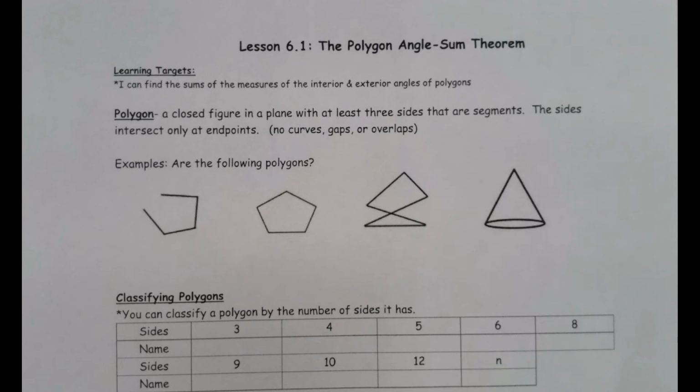Okay, today we start chapter 6, the last chapter of this trimester. It's polygons, quadrilaterals. So we're moving beyond triangles, although we're always going to be using triangles as a base for many of the things we do. In fact, today we're going to be looking specifically at the polygon angle sum theorem. I can find the sums of the measures of the interior and exterior angles of polygons. Polygons you've worked with before.